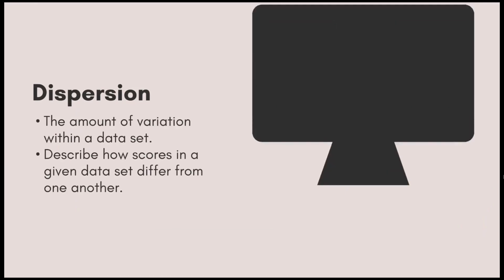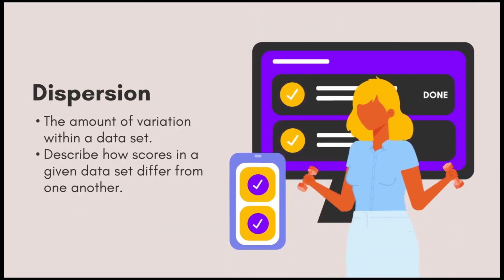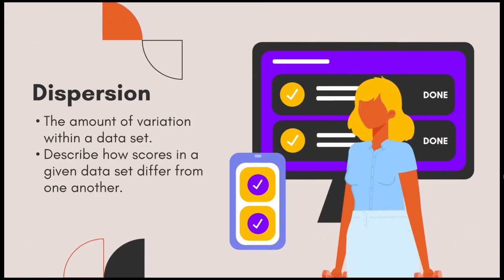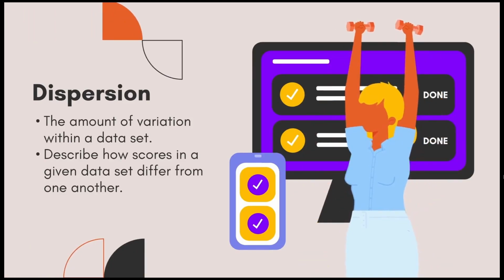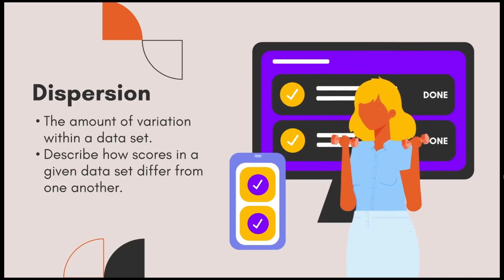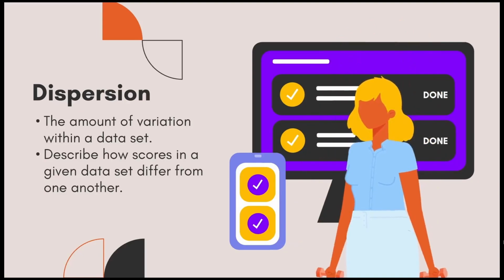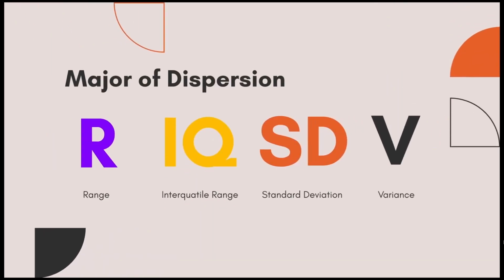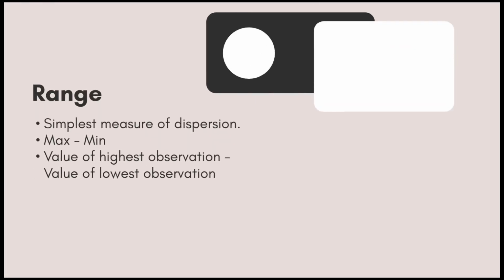In general, dispersion is the amount of variation within a data set. They describe how scores in a given data set differ from one another, and they capture things like how spread out or how clustered together the points are. So, we are going to discuss 4 commonly used measures to indicate the dispersion, which are range, interquartile range, standard deviation, and variance.